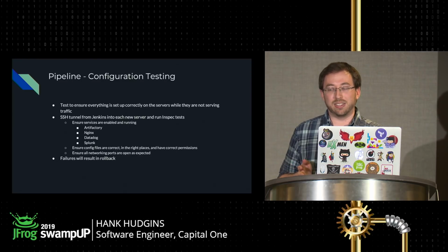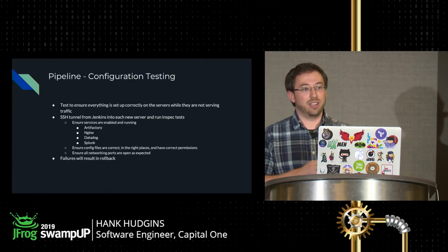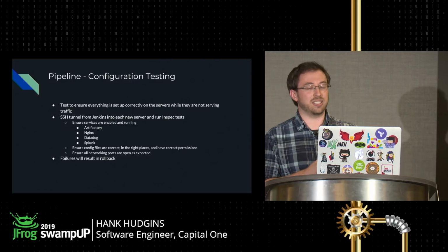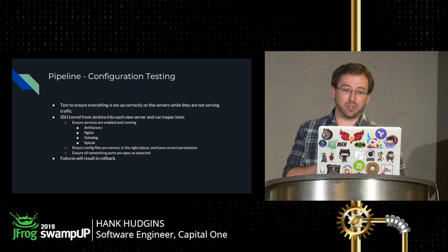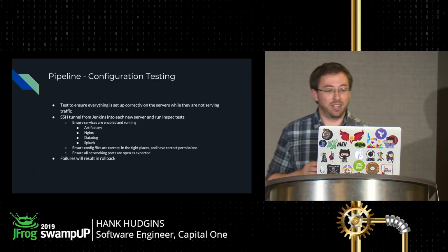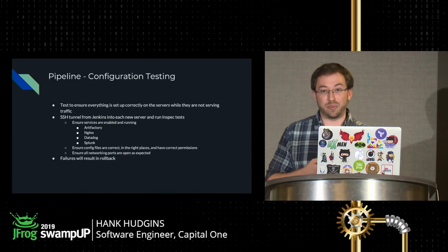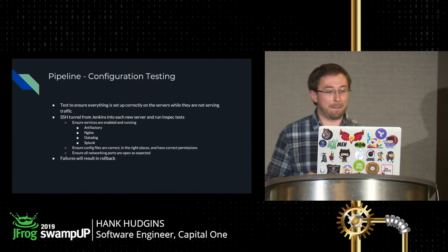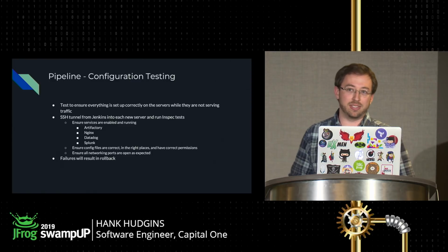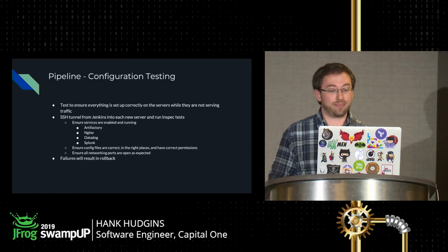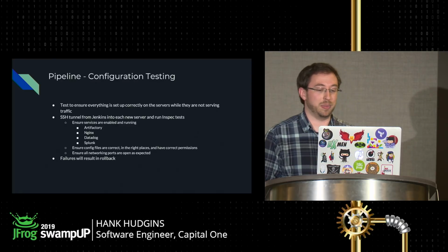So Inspec is very closely tied with Chef cookbooks. I think it's even part of the test kitchen. So we decided to use Inspec along with our Chef cookbook to make sure everything is set up right. So we can assure our services are enabled and running. So that's the Artifactory, Nginx, Datadog, and Splunk. And then we also ensure that the config files are all correct in the right places and have the correct permissions. And then we also ensure the networking ports are open as expected.